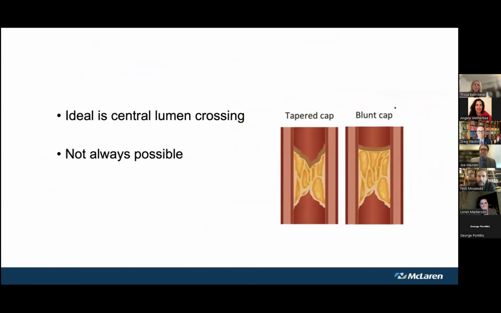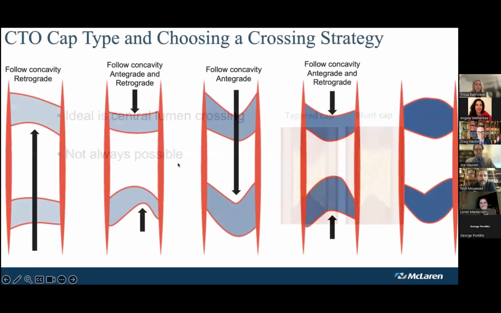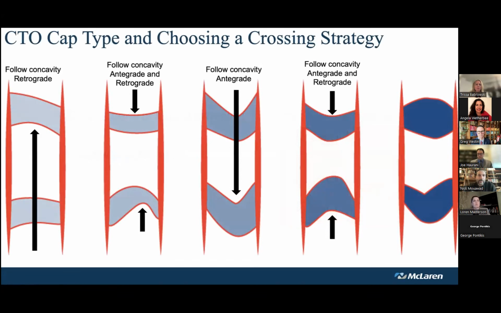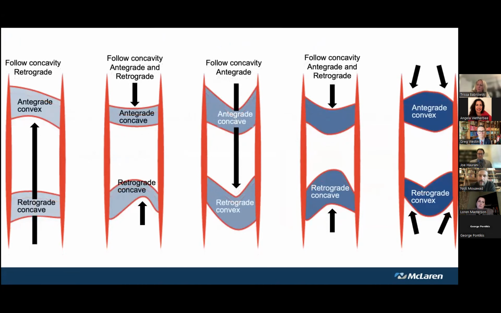Ideally, crossing in the lumen is, I guess, most desirable, but it's just not always possible, or maybe not always possible for me. So I'll acknowledge that. And so if you look at the type of plaque that is present or the CTO that is present, you can decide how you want to cross. And this is the IPOP discussion that came out of Western Michigan, whether it's easier to cross antegrade or retrograde, and whether the cap is concave or convex. And that kind of helps you decide how you want to deal with that.